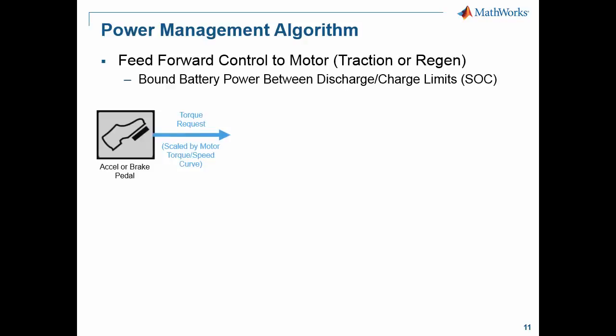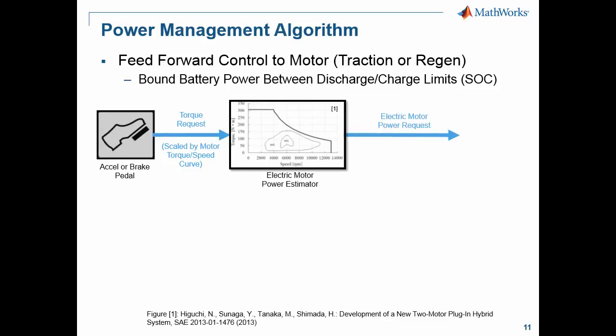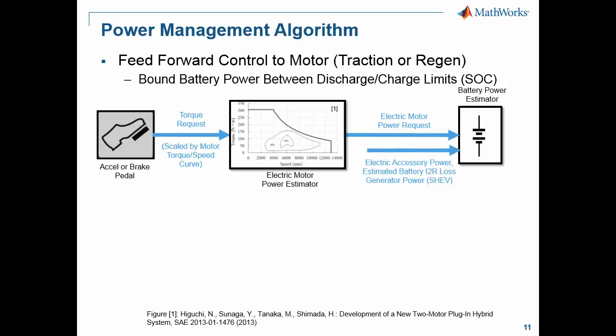This can be scaled by the motor torque speed curve to produce a torque request. We can then use the efficiency map of the motor to estimate the electric motor power request. We can now estimate the total battery power request by adding up the electric motor power request and the electric accessory power, the estimated battery I²R losses, and the generator power if in serial hybrid mode. Now we can do a comparison of the total battery power request to the instantaneous dynamic battery power limit.